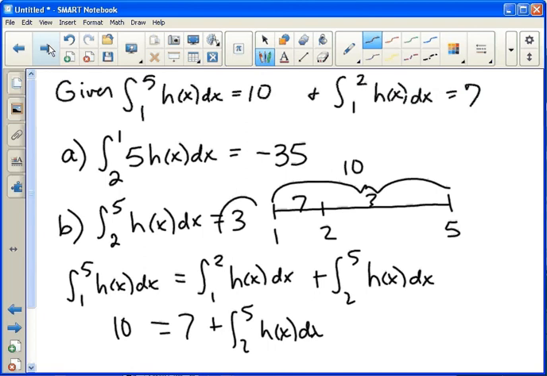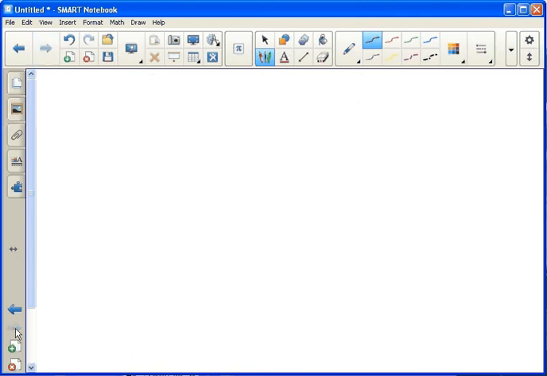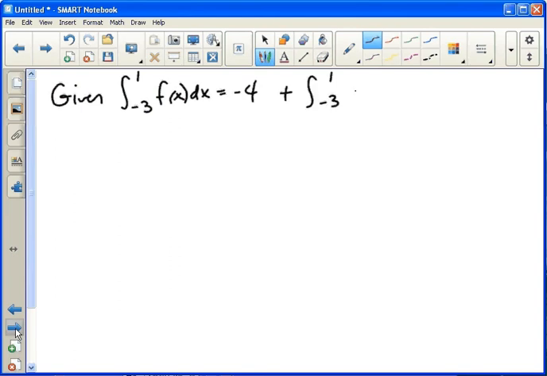Okay, just one more example, and then we'll be finished. Let's say that we are given that the integral from negative 3 to 1 of f of x dx is equal to negative 4, and the integral from negative 3 to 1 of g of x dx equals 11. And this is our last one. Let's say they ask us to find the integral from 1 to negative 3 of 4g of x plus 2f of x dx.